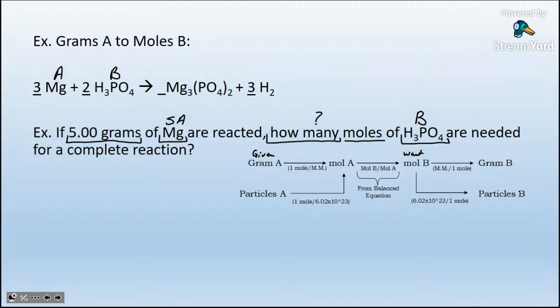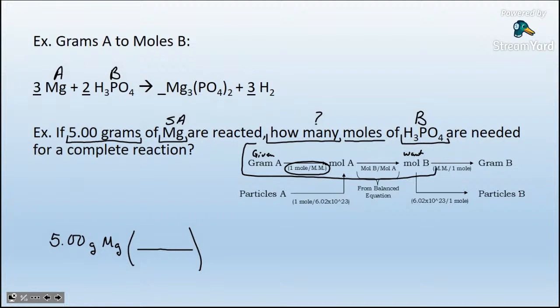So we set this up. Again, my starting amount is where I'm going to start. So 5.00 grams of magnesium. And if you look at the roadmap, it tells me 1 mole per that molar mass. So all I'm looking at for the roadmap is this portion that I've just put in the box. So 1 mole per molar mass.